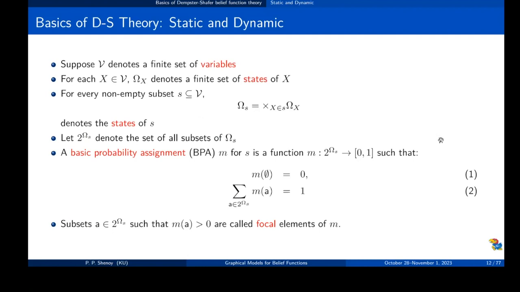A basic probability assignment or mass function has zero mass on the empty set, and the sum of all masses has to add to one. The subsets for which the mass is strictly positive the theory calls focal sets, but I call them focal elements. This is using Shafer's terminology. Shafer was a colleague of mine, and we worked together for many years. I'm probably used to using his terminology. That's my excuse.